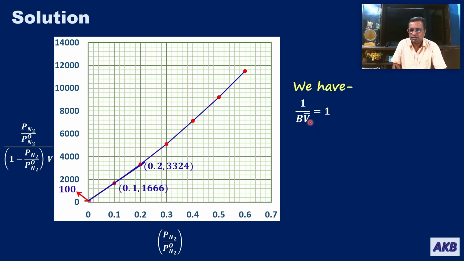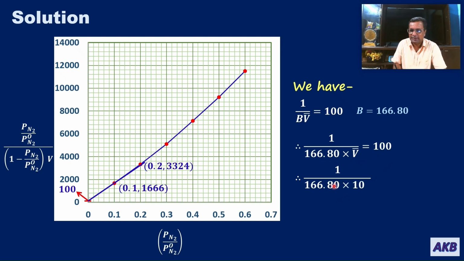So we have got, this intercept is 1 upon B into V bar is equal to 100. B is 166.80. We just got that value. So let us use that value. Therefore, it will be 1 upon 166.80 into V bar is equal to 100. That is, 1 upon 166.80 into 100 is equal to V bar. That is, V bar is equal to 59.95 into 10 to the power minus 6 meter cube per kg.